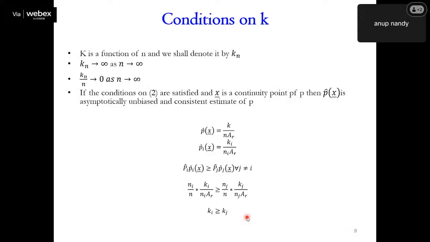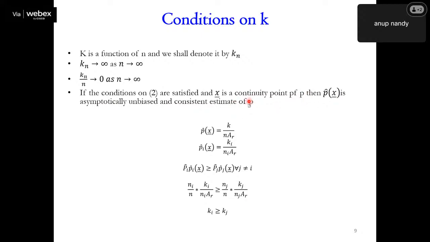So what are the rules? This k is a function of n, which we shall denote by k_n, because n is the number of points and from these you have to choose k. This k_n tends to infinity, because you need the law of large numbers, a sufficiently large value of n, and then it will have an asymptote. This p hat of x is an asymptotically unbiased and consistent estimate of p.